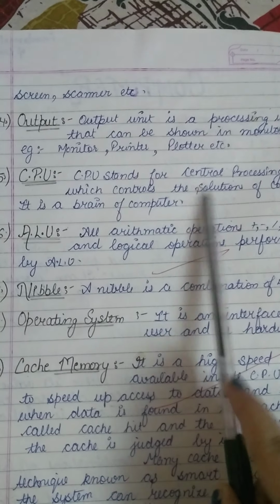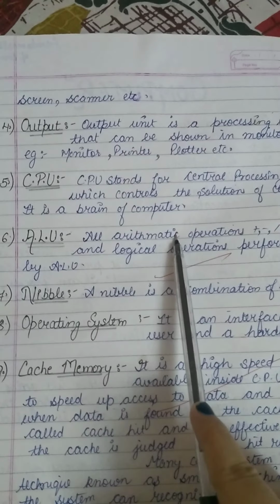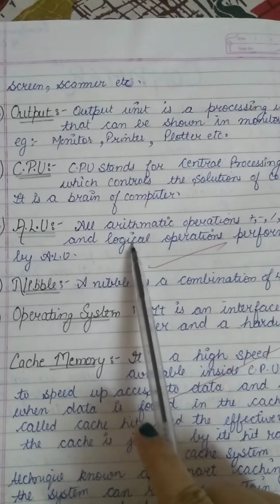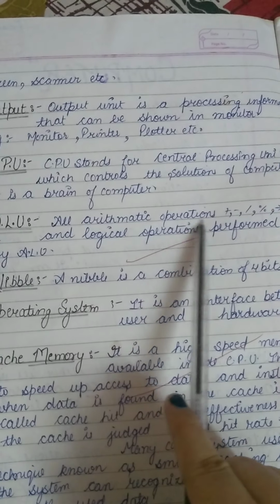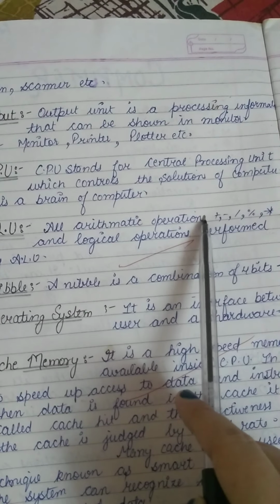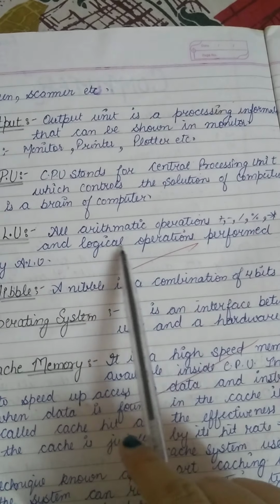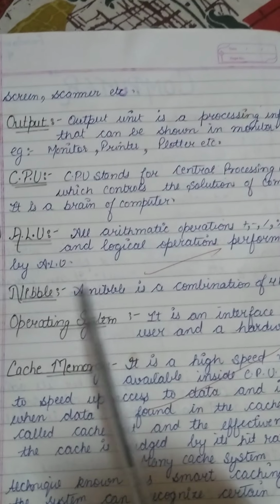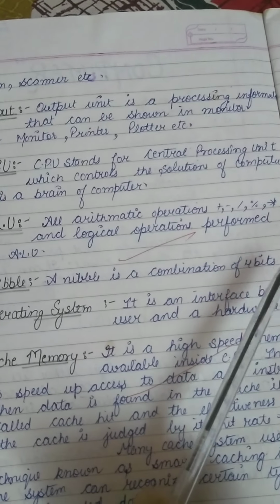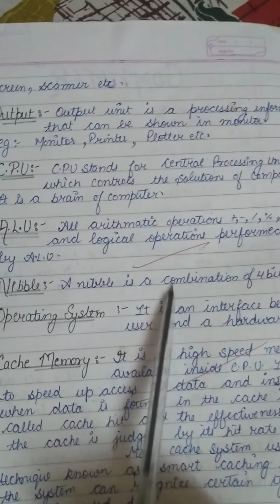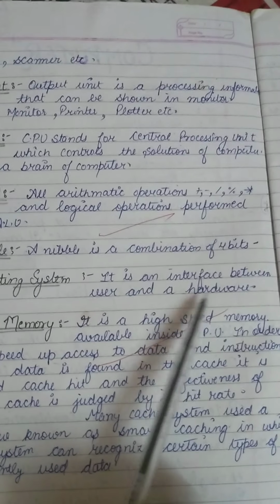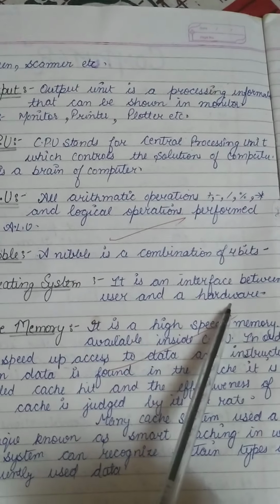In the CPU, three units are included: ALU, CU and MU. In this session, we learn ALU, which performs all arithmetic operations like addition, subtraction, multiplication and division, and logical operations. Next, nibble. A nibble is a combination of 4 bits, which we will learn further in memory units. Next, operating system. It is an interface between user and hardware.